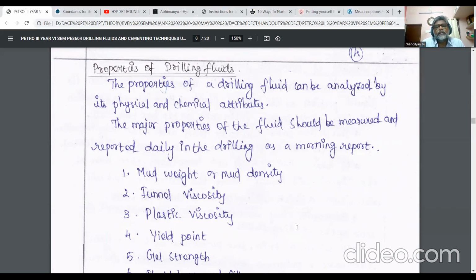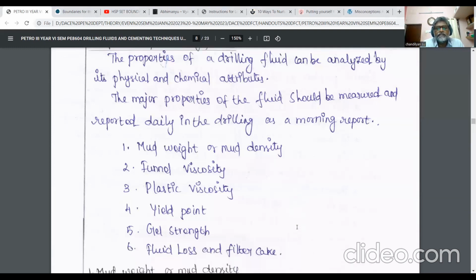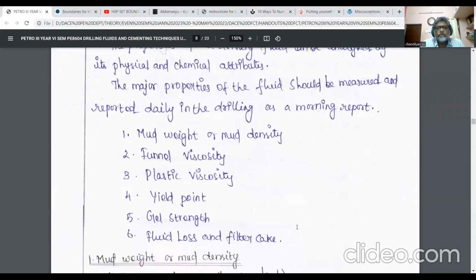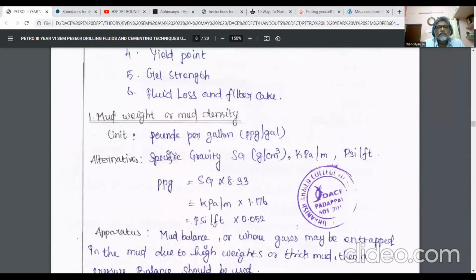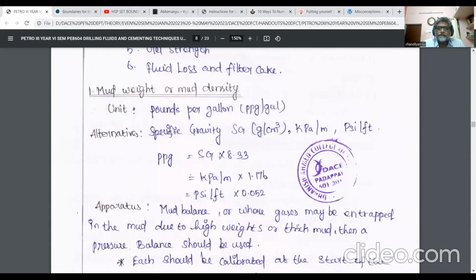The properties of drilling fluid can be analyzed by its physical and chemical attributes. Attributes means qualities. The major properties of fluid should be measured and reported daily in the drilling as a morning report. The one who's working as a mud engineer will have to work on all these qualities: mud weight, mud density, both being interchangeable terminologies, funnel viscosity, plastic viscosity, yield point, gel strength, fluid loss, and filtering. The first one we are going through is the mud weight. Mud weight or mud density.